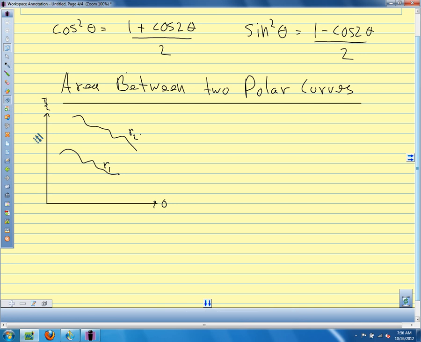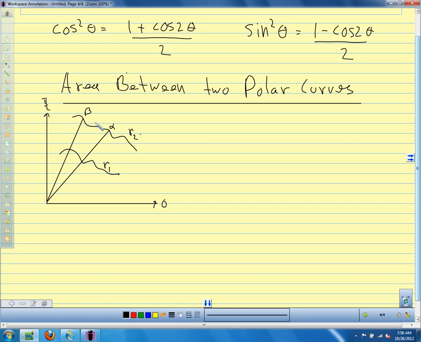And we want to find the area between those curves from theta equals alpha to theta equals beta. That's the big circle minus the little circle. But we can come up with a simplified expression of this.